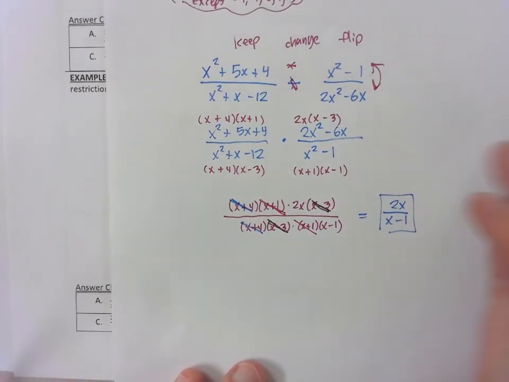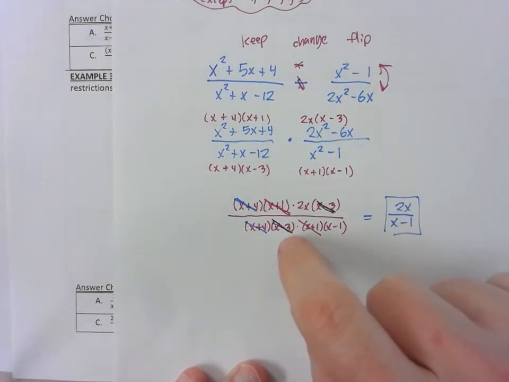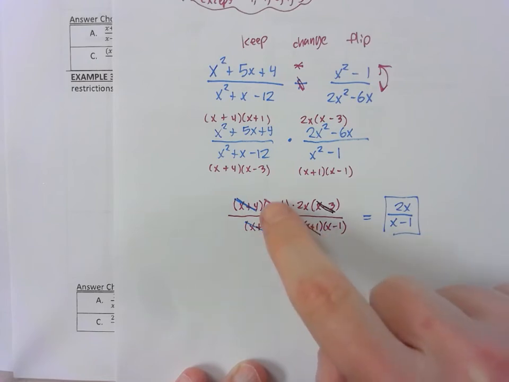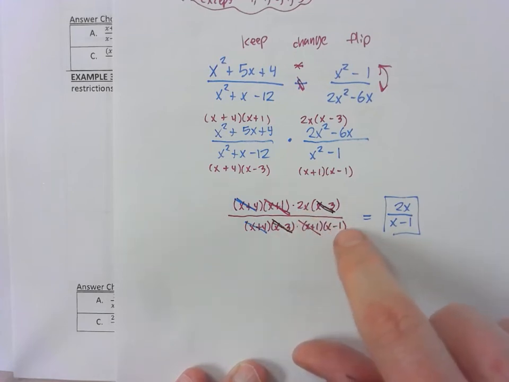All right, so a lot cancels out here. The pairs of x plus 4s go away. The x plus 1s from here and there go away. And the x minus 3s here and there go away. What I have left over on the numerator is 2x, and on the denominator is x minus 1.